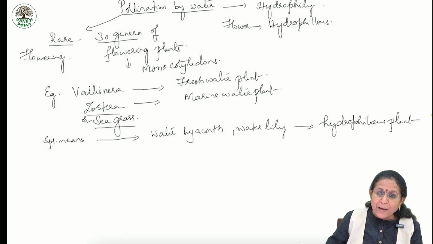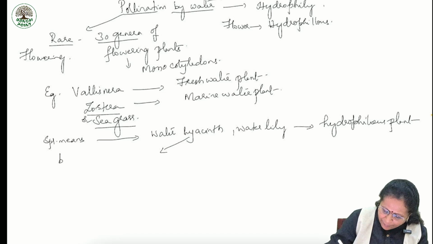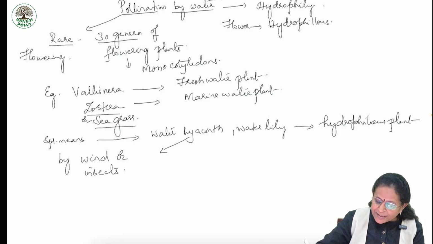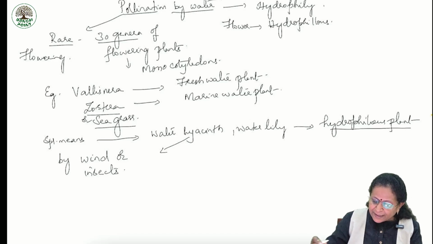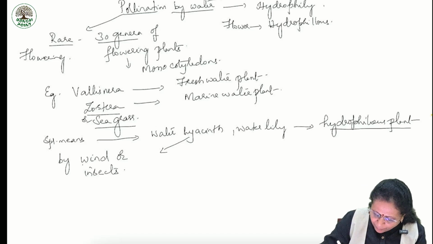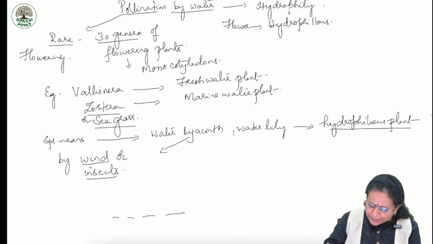But cross-pollination occurs by wind or insects as seen in land plants. Now, these are hydrophilous plants. But what happens? We see the means of pollination by wind or insects like any other land plants. What's the reason? Let me assume that this is the water.